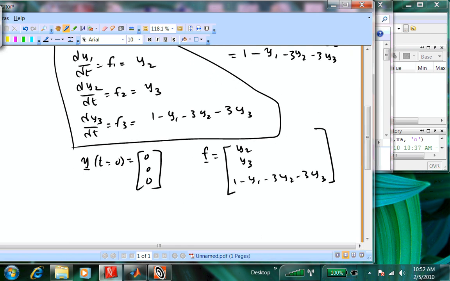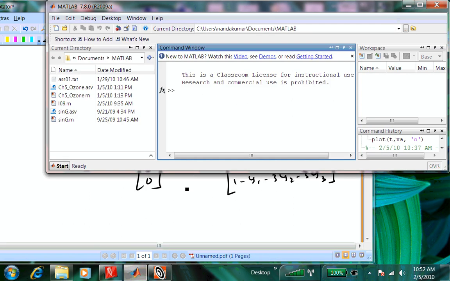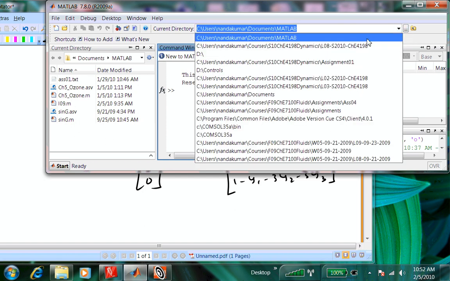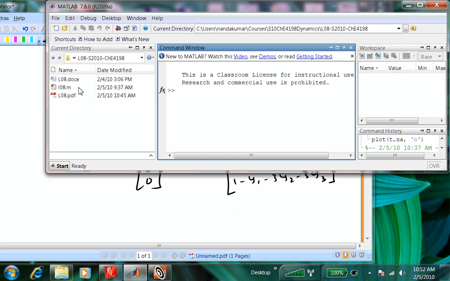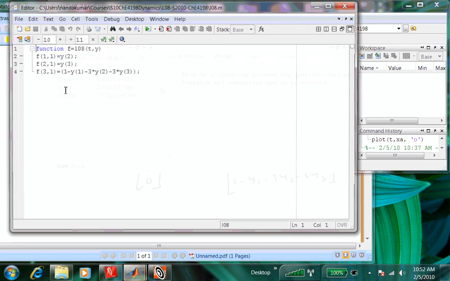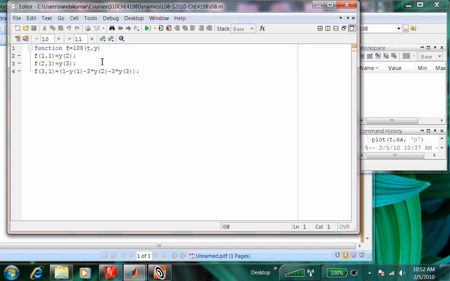Any questions on that? This is exactly what I want you to do in the second problem. Go through the process of transforming a higher order system and understand the equivalence between a higher order system and a system of first order equations. So, if I want to do this in MATLAB, all I need to do is write a function like this. The first function is y2, which is what we figured out. The next function is y3, and the third function is 1 minus y1 minus 3 y2 minus 3 y3.